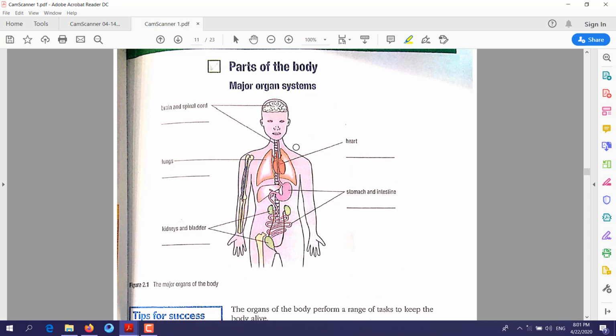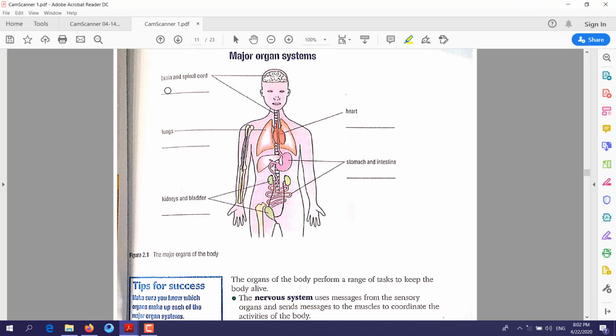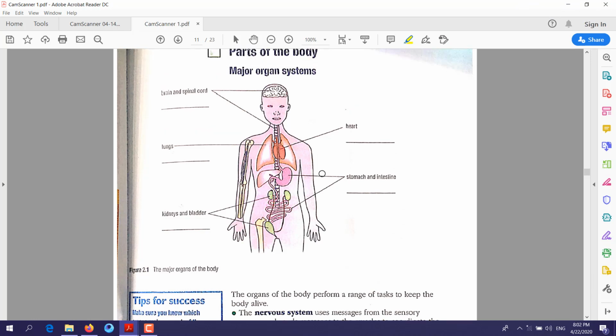We will talk about the major organs and organ systems in a human. We will see what the main body systems are, and for each system we will talk about its parts, its organs, and also their names and functions. As you can see here, major organ systems. We have some organs. Each organ belongs to a specific system, and of course each organ has its own function.